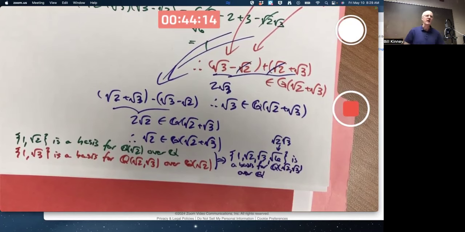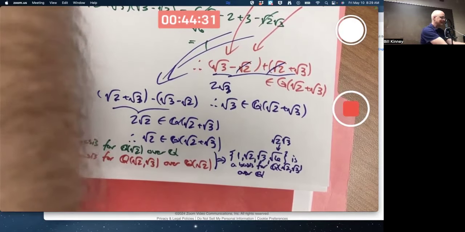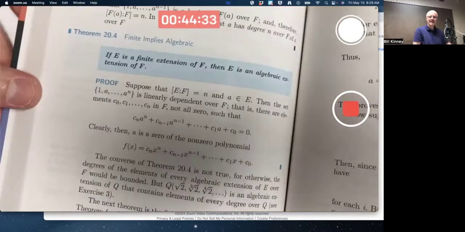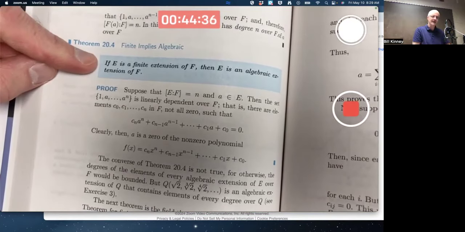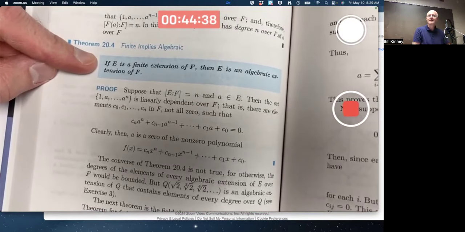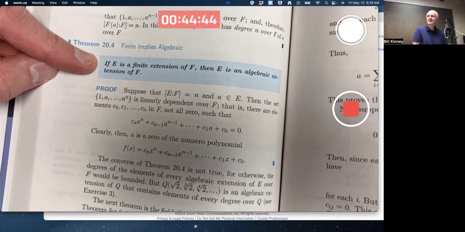These extensions are algebraic as well. In fact, there's a theorem that says if your extension is finite, it's algebraic. If the degree of the extension, the dimension of the bigger field as a vector space over the smaller field, is finite, then the extension is actually algebraic, no transcendental numbers in it.